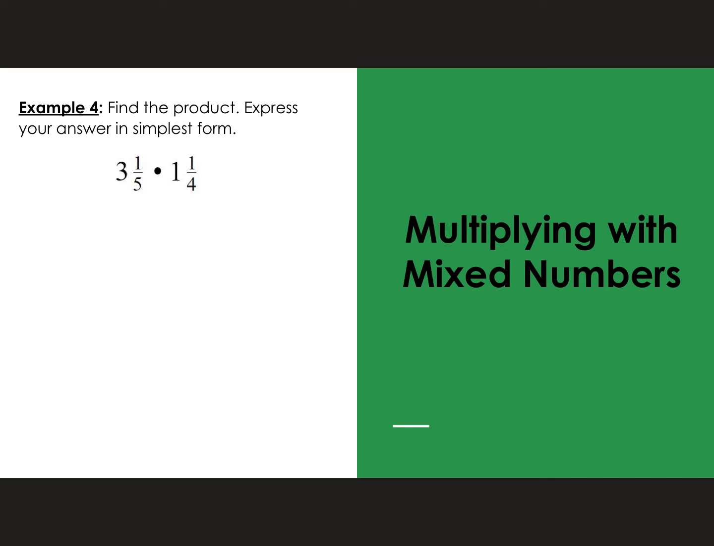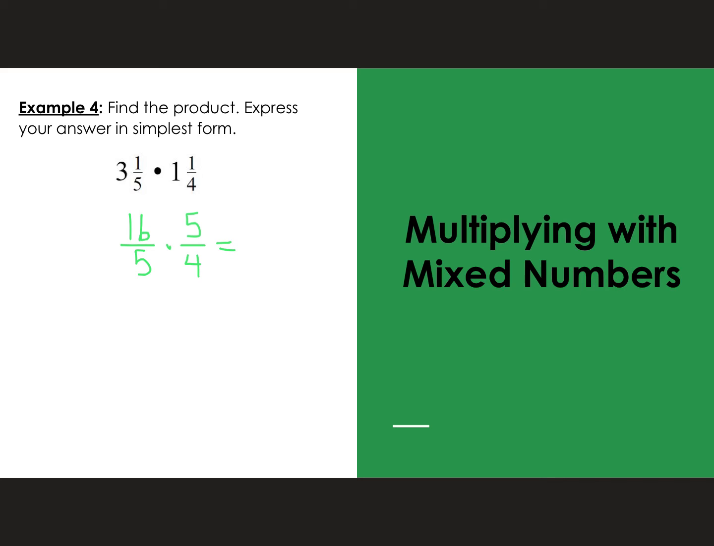So now we're going to multiply improper fractions, or mixed numbers, and we have to change them to improper fractions first. So I'm going to go 5 times 3, which is 15. 15 plus 1 is 16. Put it all over my denominator. And then 1 times 4 is 4. 4 plus 1 is 5. Put it all back over the 4.